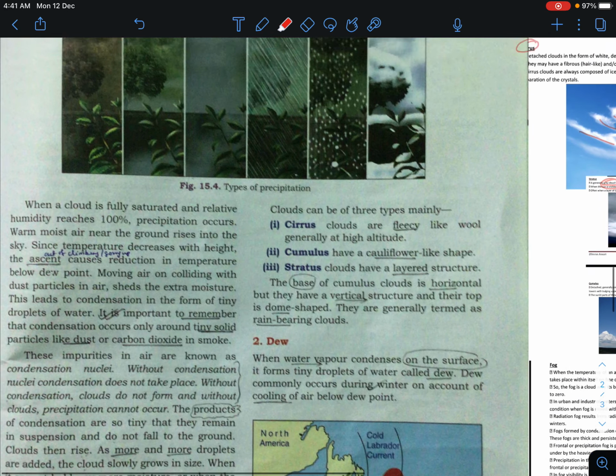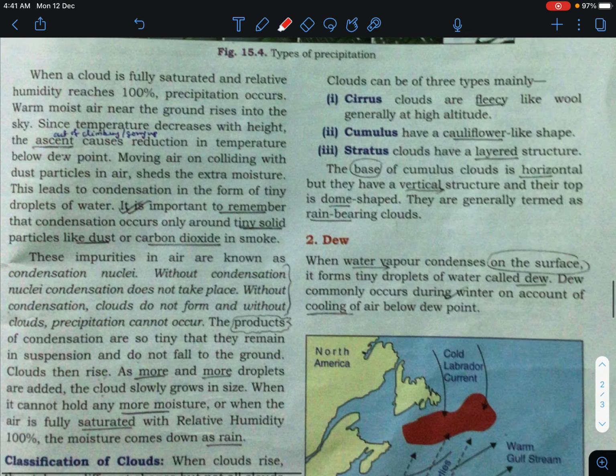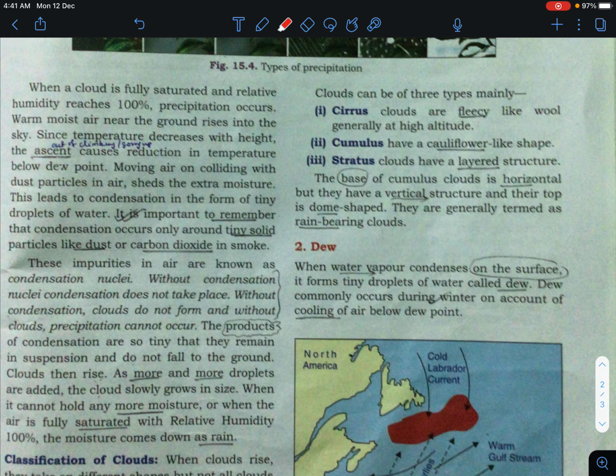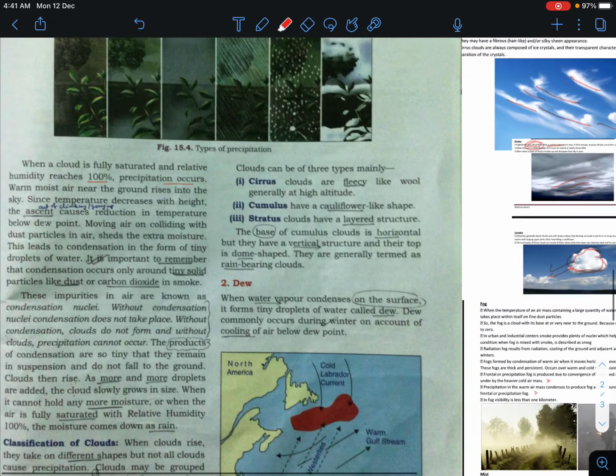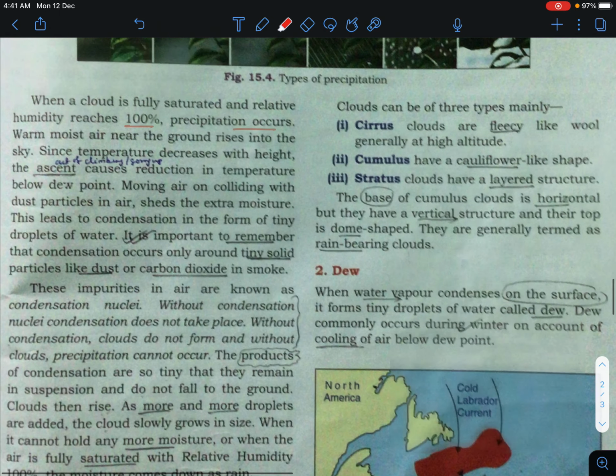Now we will go through the book. When a cloud is fully saturated, that means the relative humidity is 100%, then the precipitation starts. Now we talk about the warm moisture near the ground that rises into the sky. Now we are talking about how this is going to happen.